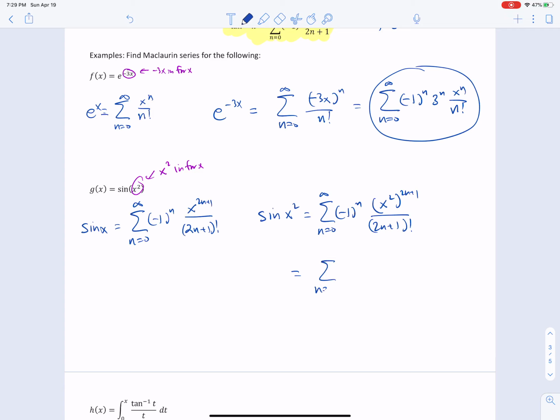But again, we should not leave it that way. We can multiply those exponents together and get summation n equals 0 to infinity, minus 1 to the n, x to the 4n plus 2 over 2n plus 1 factorial. And that is our answer.